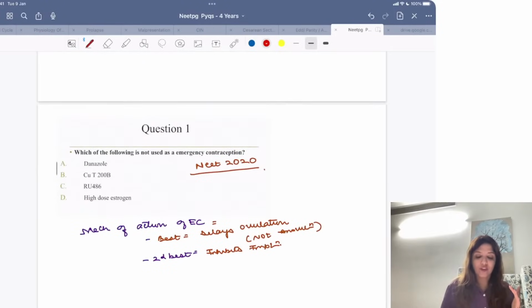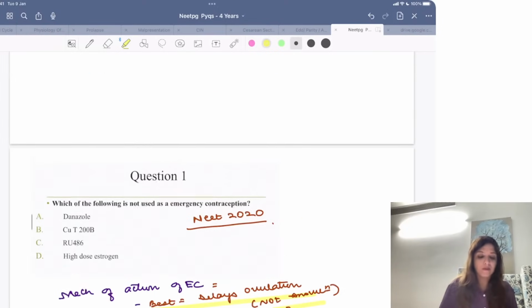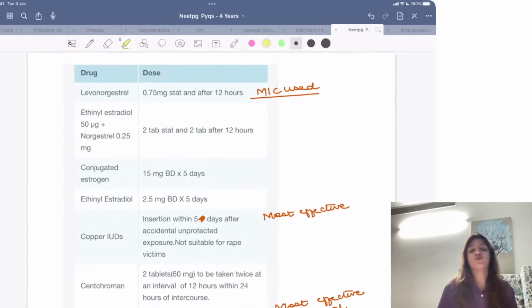And also by which mechanism emergency contraceptives act. The best answer for mechanism of action of emergency contraceptive is that they delay ovulation. Second best answer is that they inhibit implantation. Delay ovulation is the answer, not anovulation, right? So if they ask you by what mechanism emergency contraceptives act, answer it as they delay ovulation. Remember all the drugs which are used for emergency contraceptive along with their dosages.